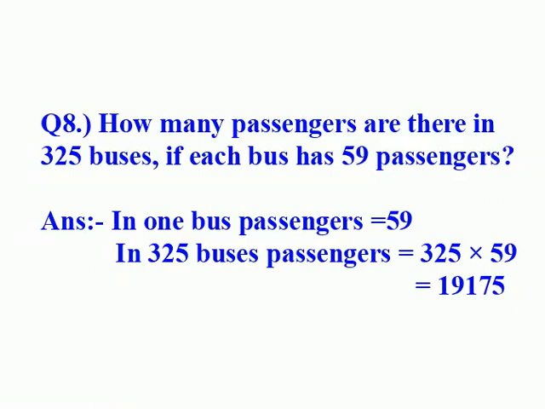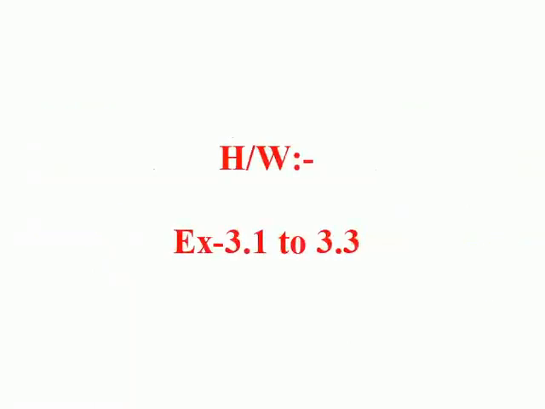Whatever the result will come after multiplication, that will be the answer. The multiplication also you have to do in the right hand side of your copy. No need to do somewhere else in rough and all. You do here only by showing that this is how this come. Okay, so that's all about exercise 3.3. Now I hope you can do the rest of, I mean, all questions of exercise 3.3.